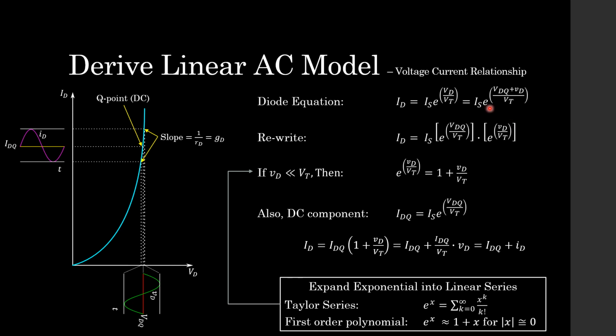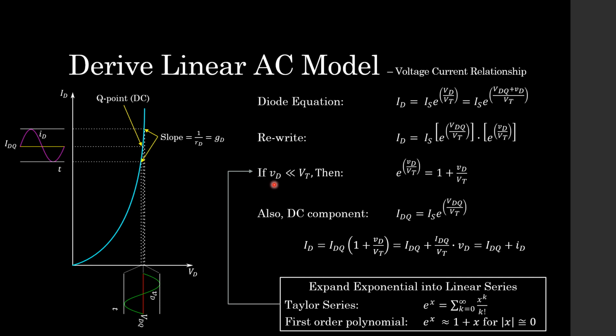And our exponent can be represented by our DC Q voltage and our AC voltage divided by our thermal voltage. So we've simply expanded it, and here we have the DC component because we have our VDQ, and here we have our AC component because we have our small vd, which is our AC signal. Now then, students, please follow with me.